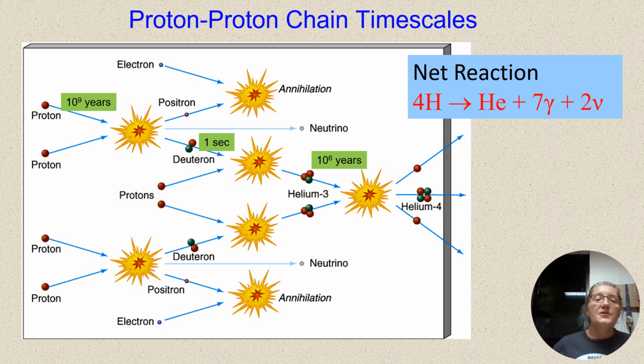Each red-orange energy explosion symbol that you see on this diagram represents the release of a high-energy gamma ray, 7 in total, plus 2 neutrinos that are given off during these reactions.